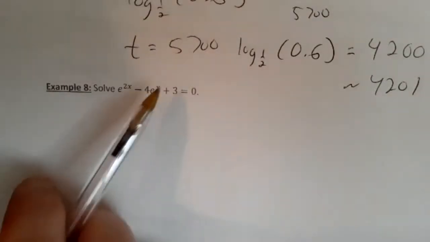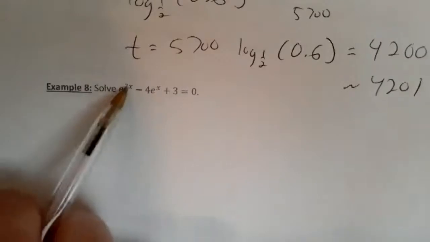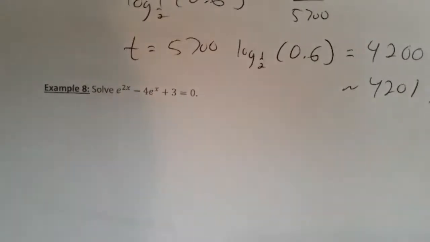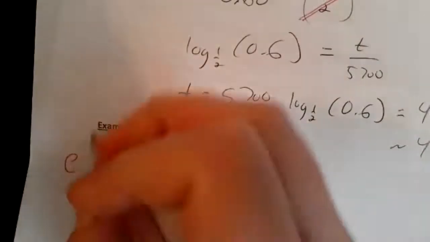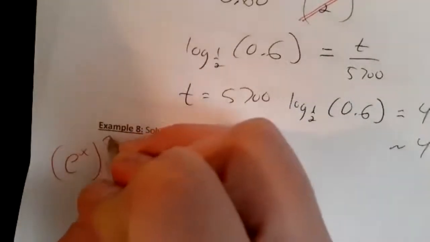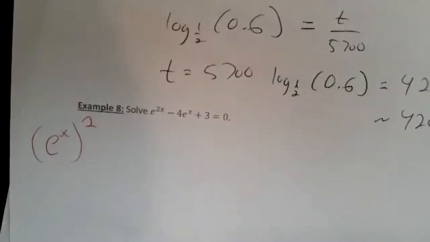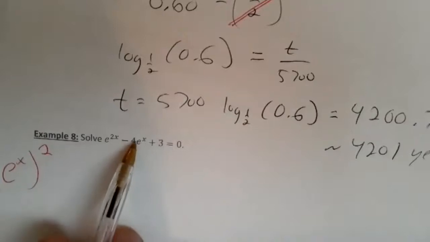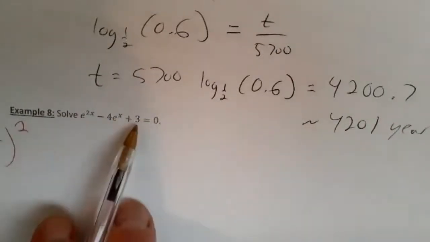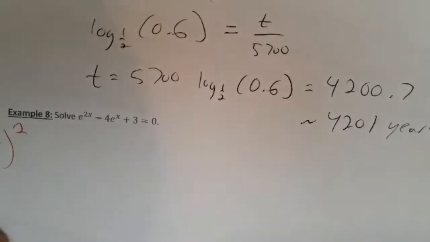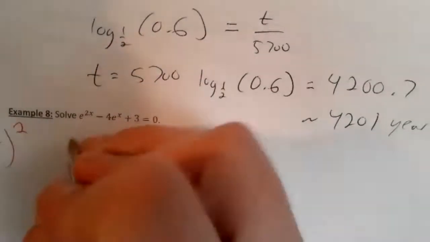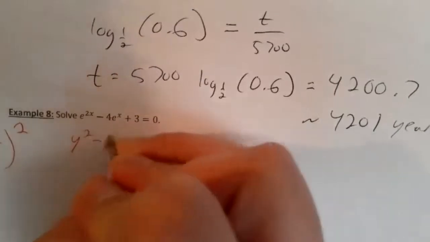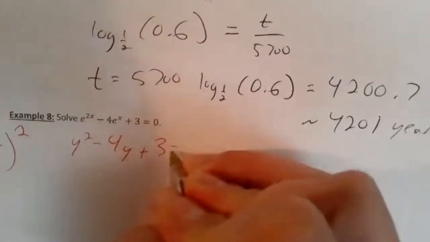This is an e to the x. This is an e to the 2x. Maybe it's kind of silly, but e to the 2x I can write as e to the x being squared. And so it's like we have an e to the x being squared, we have one of them, and we have a constant term with none of them. If I want to write e to the x as y, this would look like y squared minus 4y plus 3 equals 0.